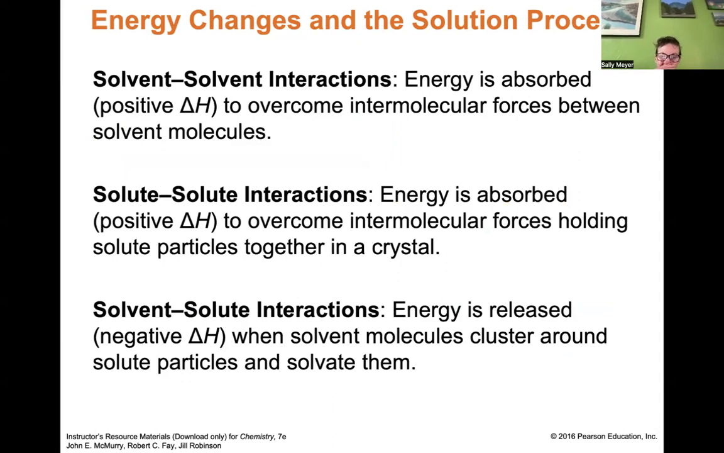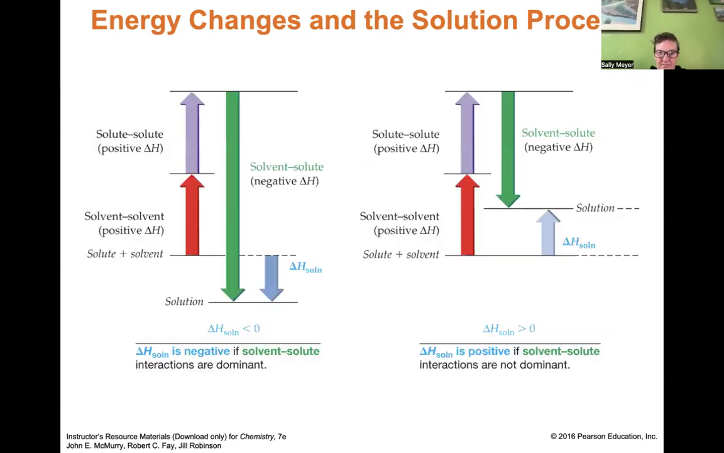So energy has to be absorbed to overcome the intermolecular forces holding solute particles together in a crystal. But it's really the solvent-solute interactions that are important. Energy is released when solvent molecules cluster around solute particles and solvate them. That's going to make it a negative delta H. So it's really the relative values of each of these: two positive delta H's and a negative delta H. Your question is really going to be whether it adds up to be positive or negative.